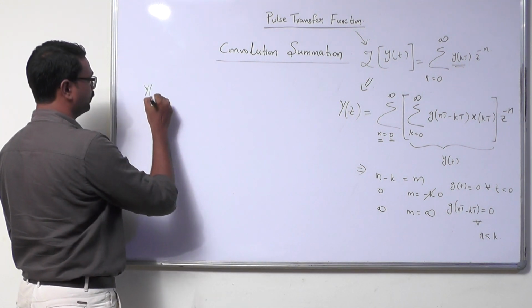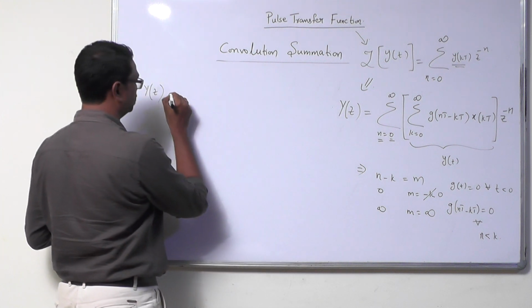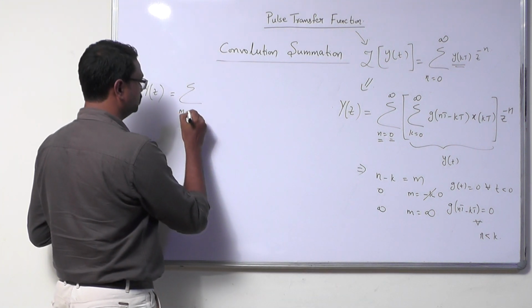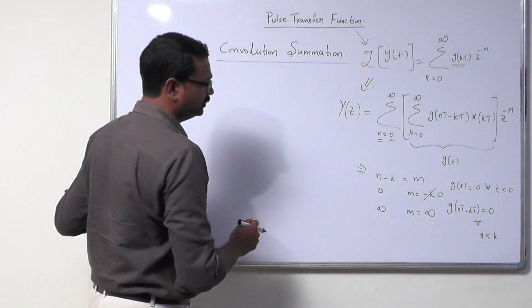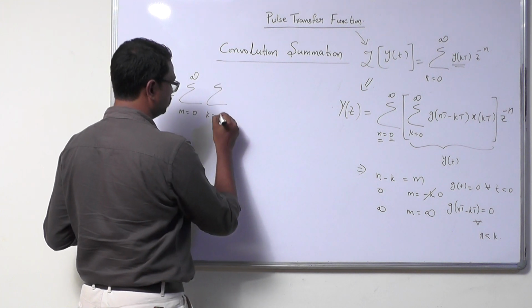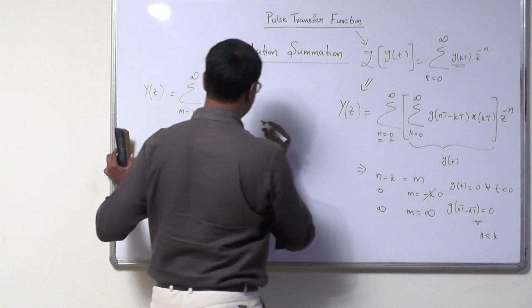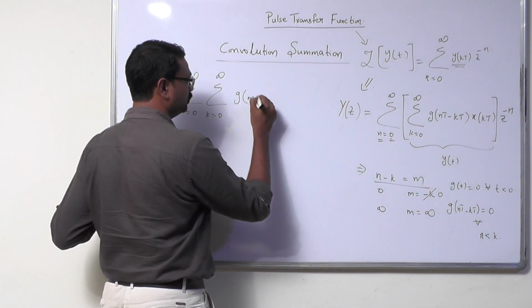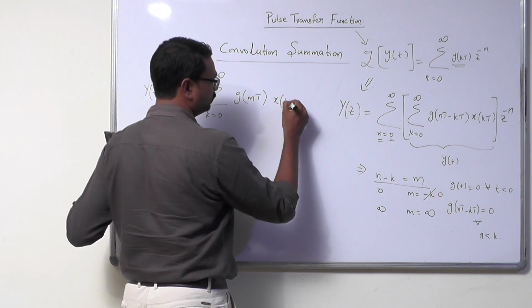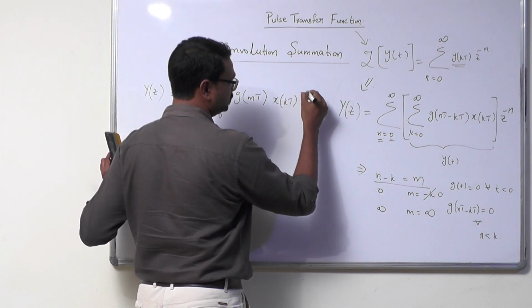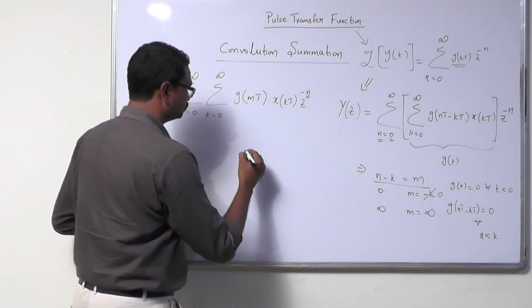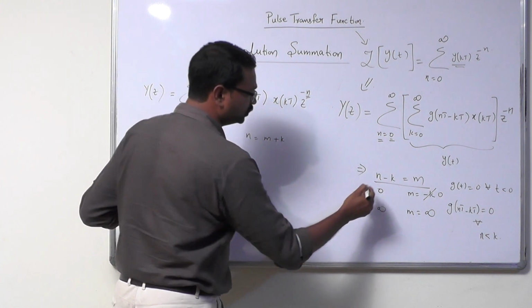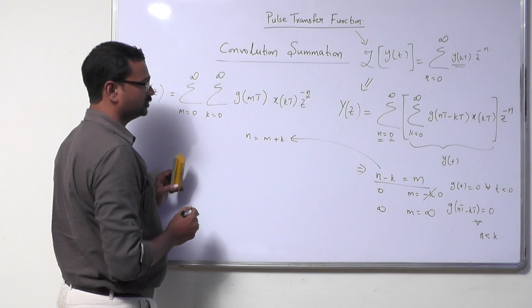y of z, from here you can take that sigma, replacing n with m, is from 0 to infinity, sigma k is from 0 to infinity, g of n minus k, which is equal to m, you have mt into x of kt z power minus n. Now what is n? N is equal to m plus k. From here you can say that n is equal to m plus k.